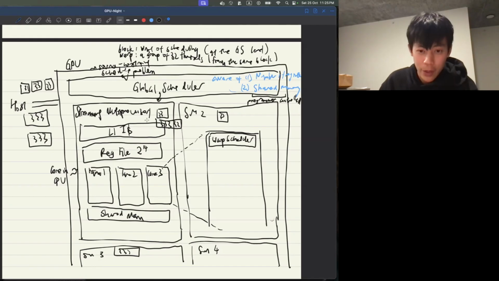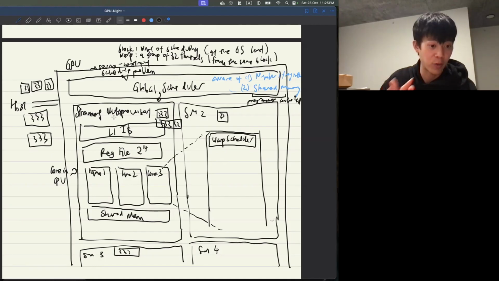Okay, so we scheduled, let's say in streaming multiprocessor one, two blocks. Each block can be split up into a number of warps, right? Because a warp is 32 threads. So in the CUDA code that we saw just now, each block has 256 threads. If you do the division, that's 8 warps per block.